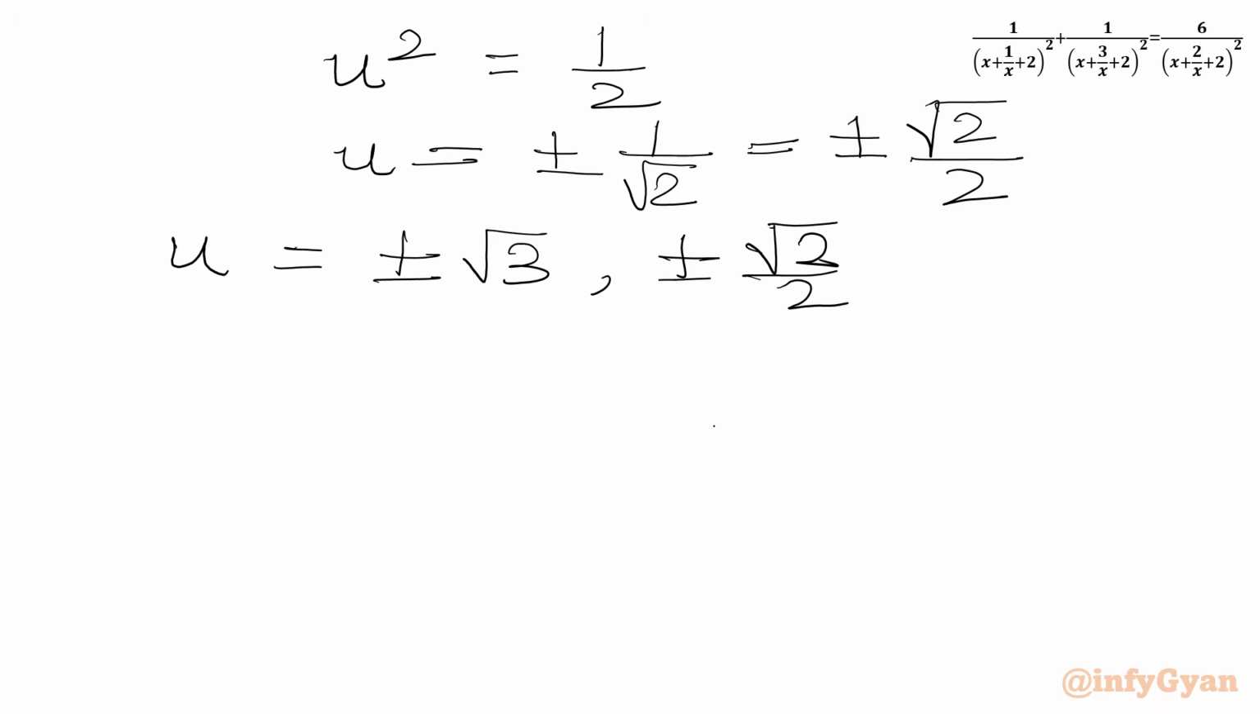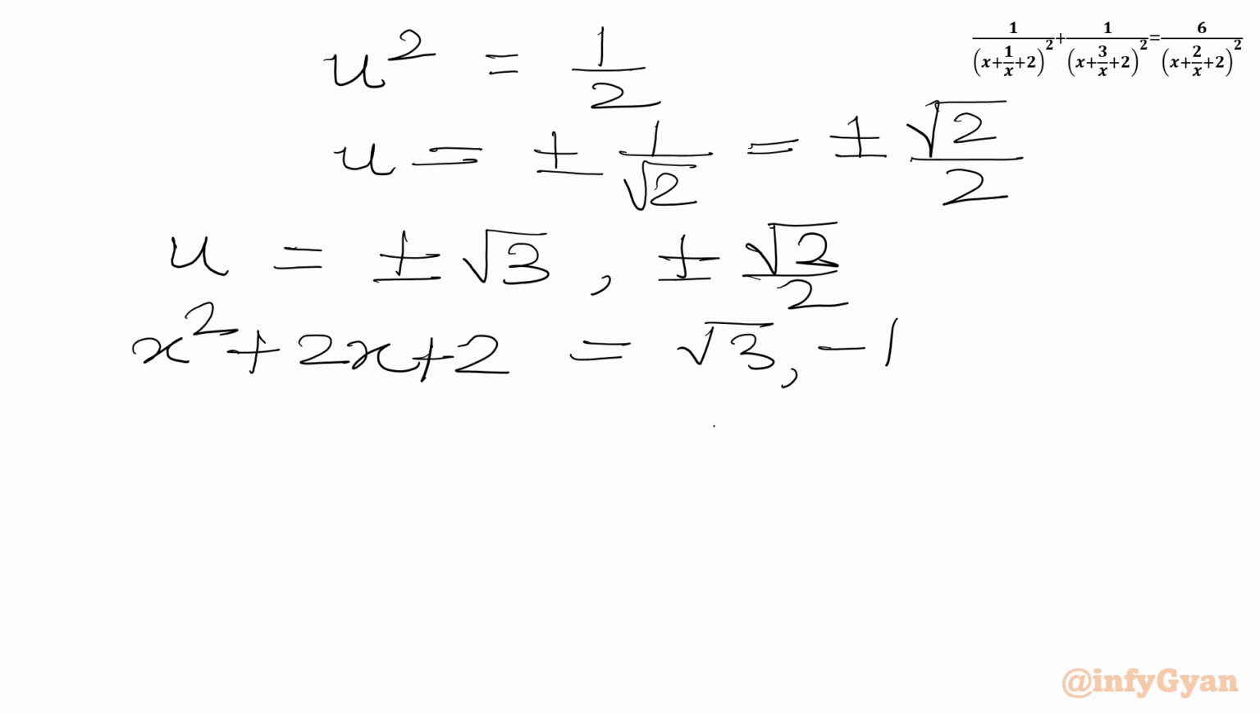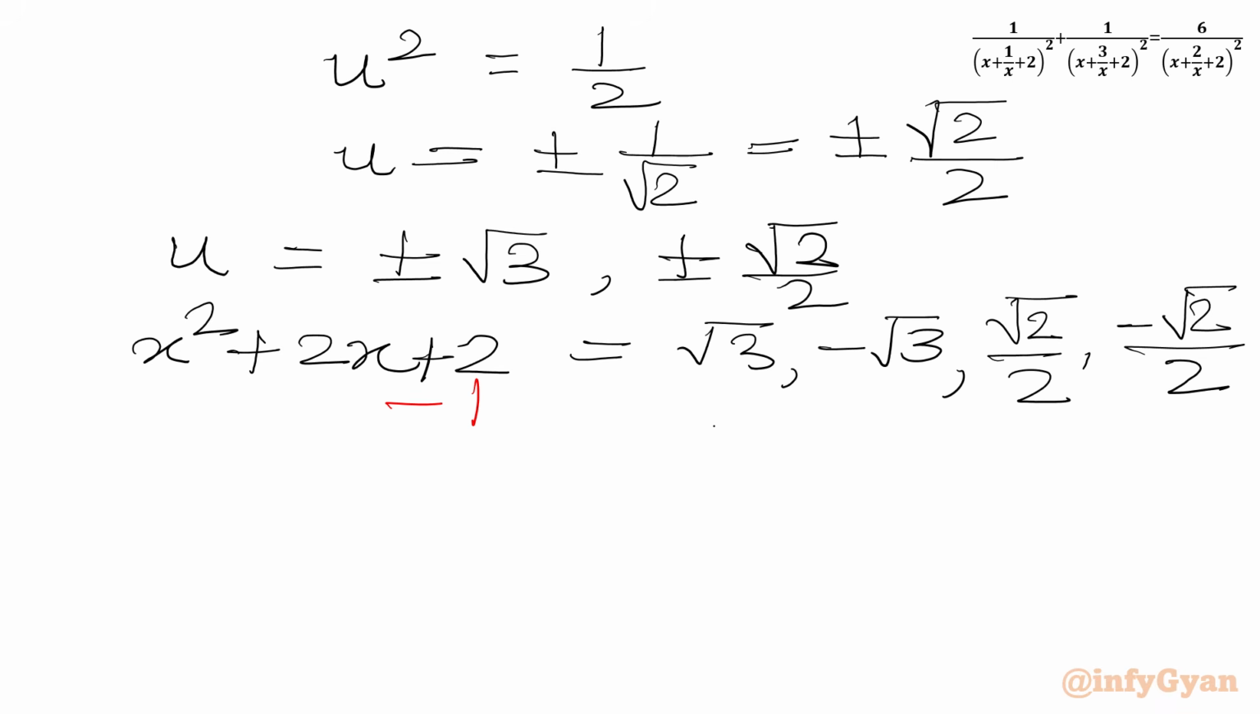Now u was our substitution, x square plus 2x plus 2. Let's write x square plus 2x plus 2 equal to root 3, minus root 3, root 2 over 2, minus root 2 over 2. Now we are going to subtract 1 from both the sides so that LHS will give us x square plus 2x plus 1, which is a perfect square. So let me write here minus 1, minus 1, minus 1, minus 1.